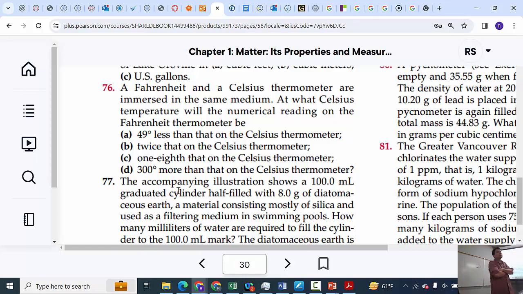This is the third way of solving. We have three major ways of solving problems. One, dimensional analysis. Two, an algebraic equation like the Fahrenheit equation or the Celsius equation. And three is the system of equations. If you have two unknowns, how many equations do you need? Two equations. Let's take a look at this particular problem here.